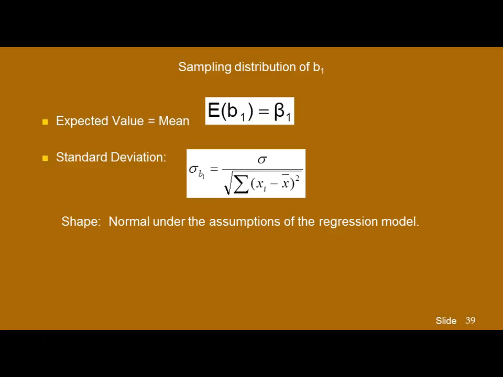Its mean is fairly simple. The expected value of b1 is equal to beta 1, which just says that b1 is an unbiased estimator of beta 1. The standard deviation of the slope term, sigma b1, is equal to sigma, which remember is the standard deviation of the error term, over the square root of the sum of x minus x bar squared. And under the assumptions of the regression model, which we really haven't gone into in depth yet, the distribution of b1 will be normal.